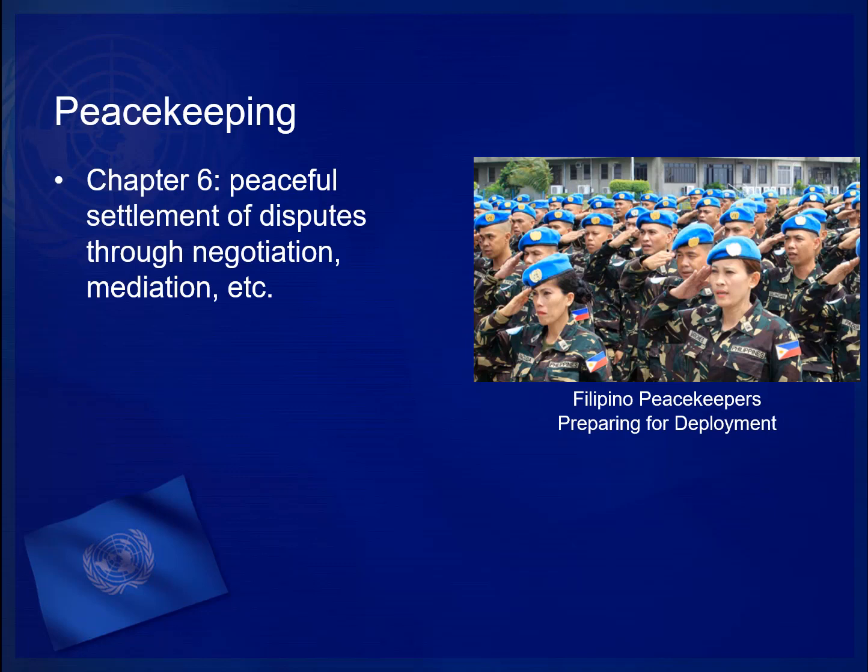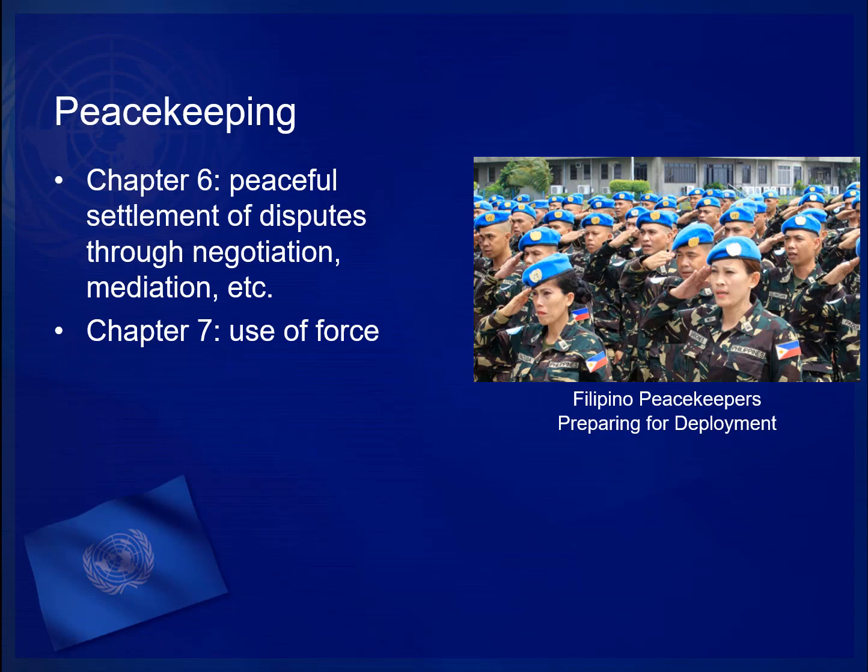Under Chapter 6, the Council may investigate disputes or may make recommendations to parties regarding specific settlements. Chapter 7 is broader in its mandate. Under Chapter 7, the Security Council may decide what measures shall be taken to maintain or restore international peace and security. Chapter 7 permits the Security Council to authorize sanctions against countries found to have disrupted the peace or to authorize the use of force against them.